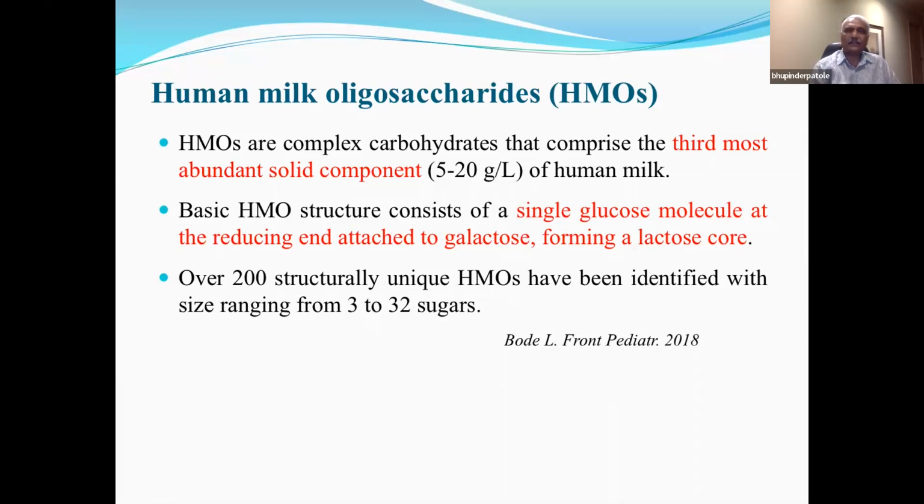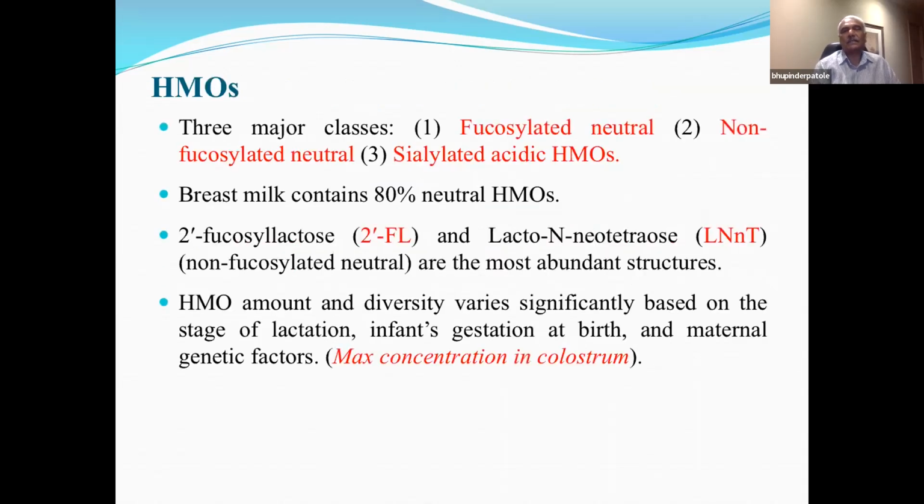The basic structure of an HMO is a single glucose molecule at the reducing end attached to galactose, and together that forms a lactose core. We know that to date, almost 230 structurally different HMOs have been identified, ranging in size from 3 to about 32 sugars. In terms of structure, you could call them either neutral or acidic. Neutral has two types: fucosylated oligosaccharides is one, and non-fucosylated neutral oligosaccharides the second class.